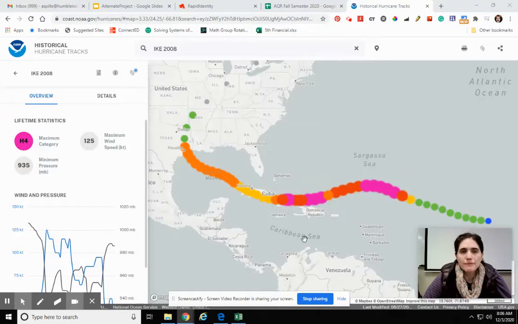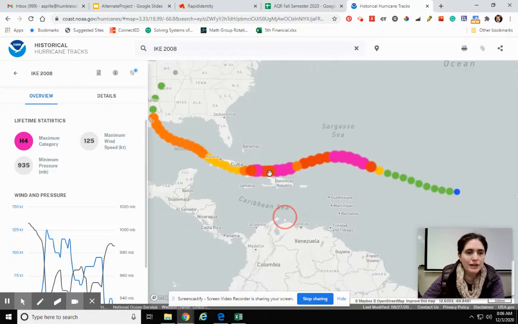Okay, so back in the first 9 weeks, we tracked hurricanes. So what we're going to be doing right here is I'm just going to show you how to set up Excel to do the hurricane calculations for us. So I have Hurricane Ike from 2008. So we're just going to look at that.